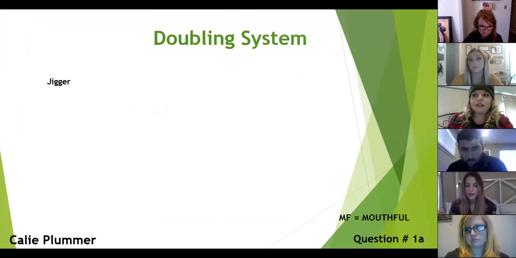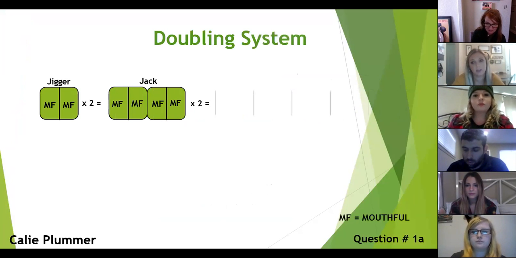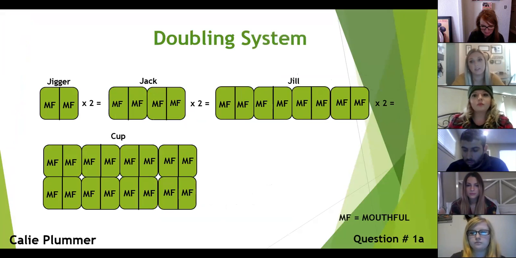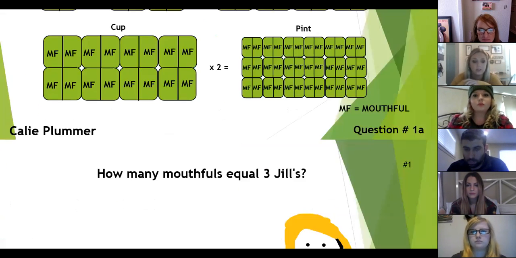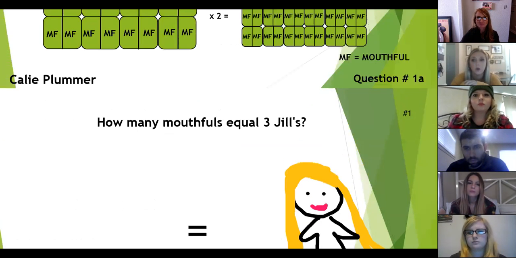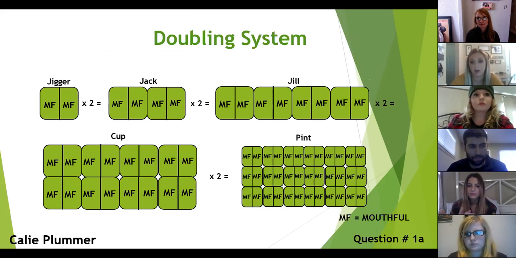Callie, what is the easiest way to find out how many mouthfuls are in a cup? Well, since the measurement system is also a doubling system, the easiest way to set all of your measurements on an equal playing field is to set them to their base measurement, which in this case would be mouthfuls because it is the smallest unit of measurement. So set them to the smallest would be the easiest way to find out how many mouthfuls are in a cup. Well, thank you. I appreciate that.